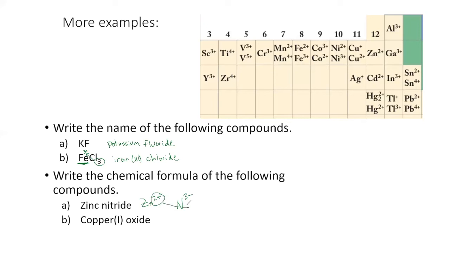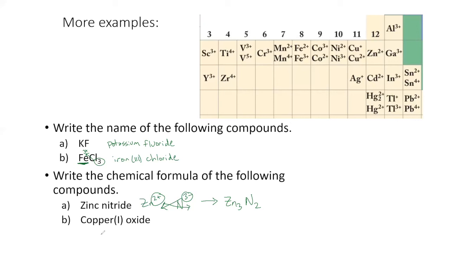So if I just use the crossover technique, okay, so this becomes zinc with a subscript of 3 and nitride with a subscript of 2, or nitrogen with a subscript of 2. And the other way to think about it is this is 3 times +2. So overall, that's a +6. And this is 2 times a -3. So overall, it's a -6. That's the way you get it to be neutral.